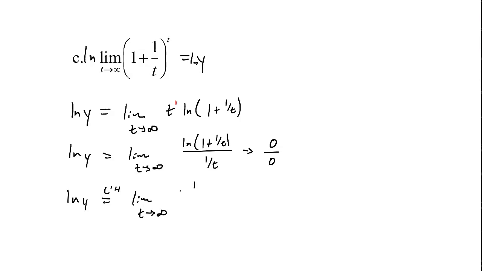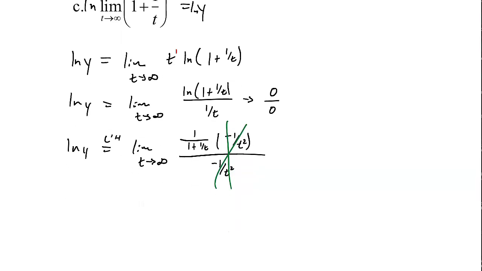And let's see, so this would be the derivative of the numerator, right? ln of the thing inside, so 1 over the thing inside, so 1 over 1 plus 1 over t, times the derivative of the thing inside, so negative 1 over t squared, all divided by the derivative of 1 over t, which is still negative 1 over t squared. And the nice thing here is these two things divide out, and I'm left with 1 over 1 plus 1 over t. And if I plug in infinity there and think about how it behaves, that goes to 0. So this whole thing is just 1. So ln of y equals 1.